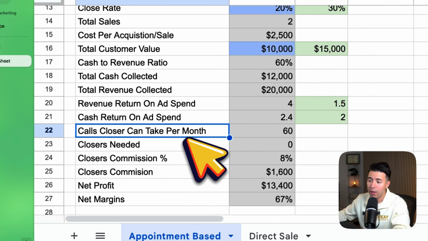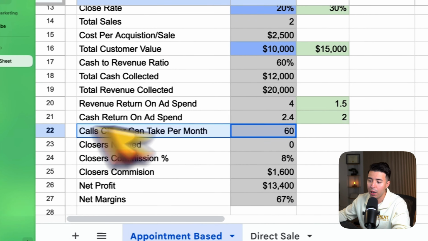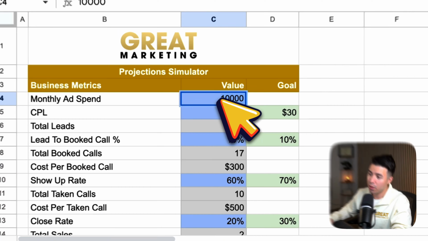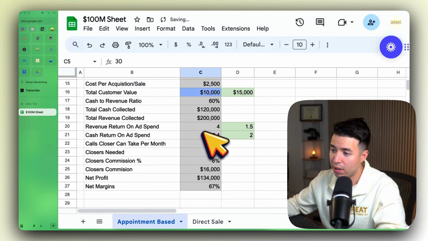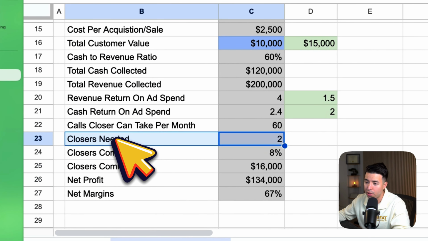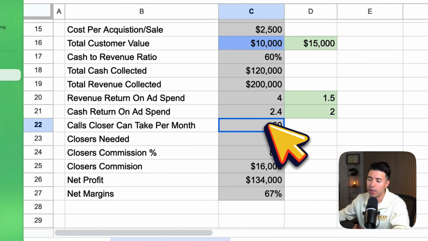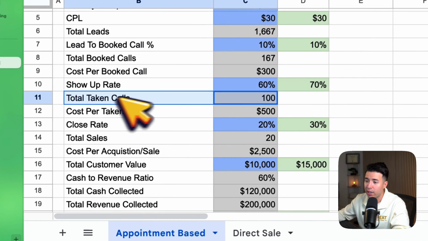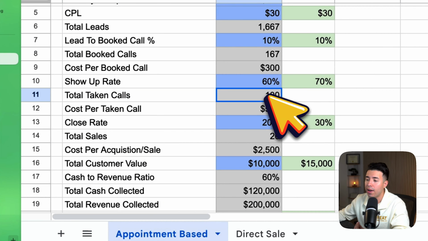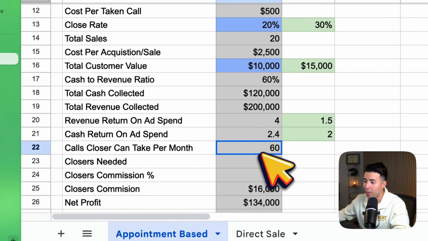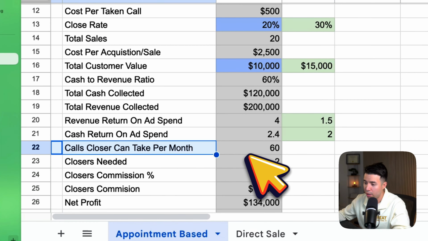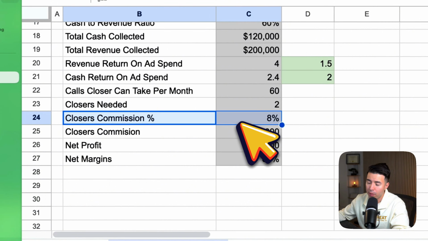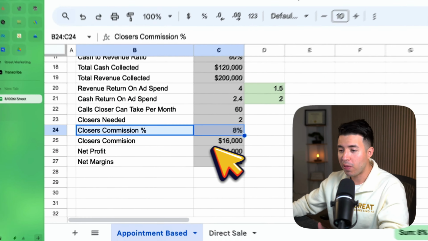And then here, what's pretty cool is now we're also calculating how many sales reps and closers do I need. So for this example, let's just say we are spending $50,000 a month. Then we need about 2 closers, right? Because each closer can do 60 calls a month. And here we have that we're taking 100 calls a month. Then that means we do need 2 closers to be able to distribute those calls evenly, right?